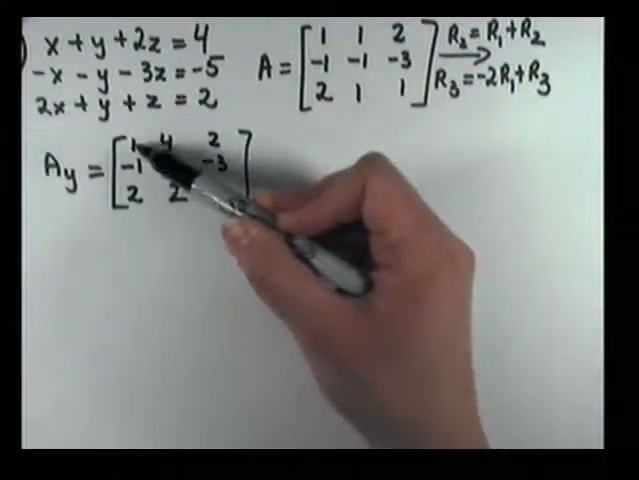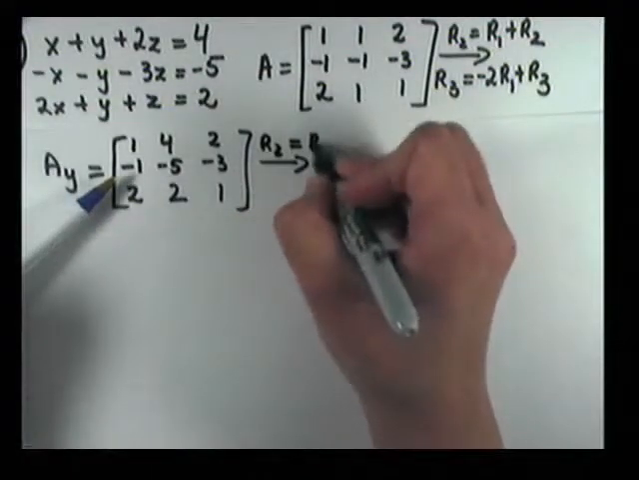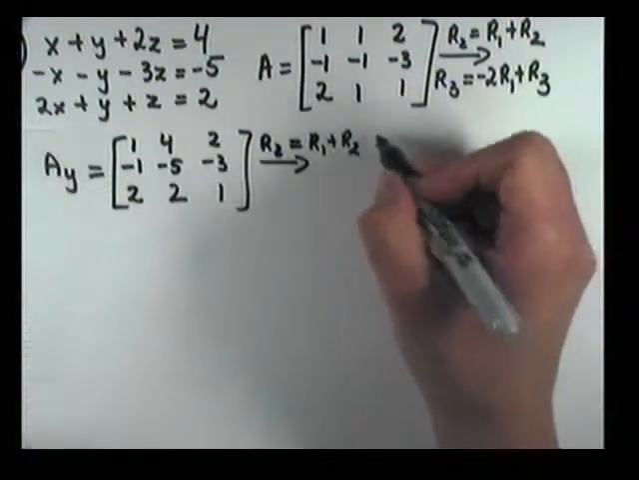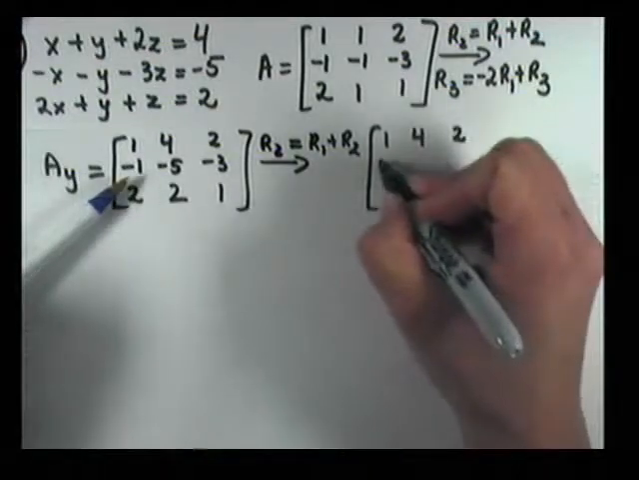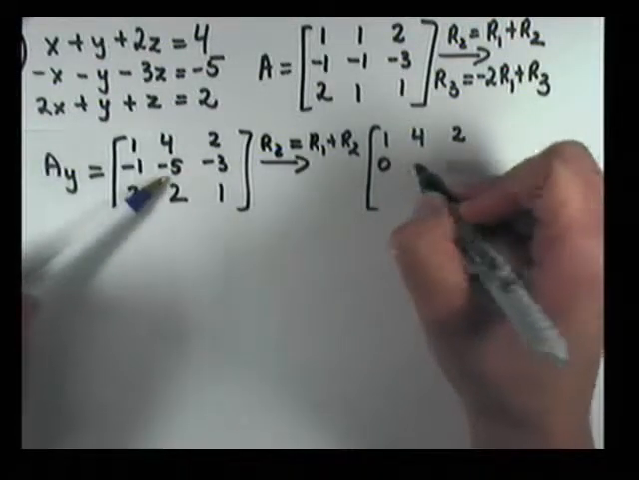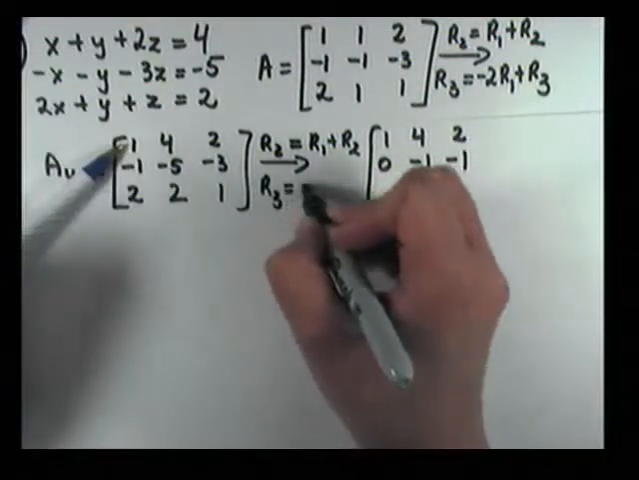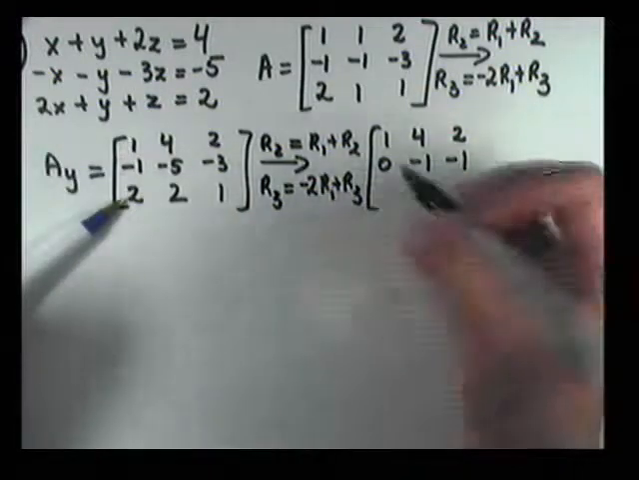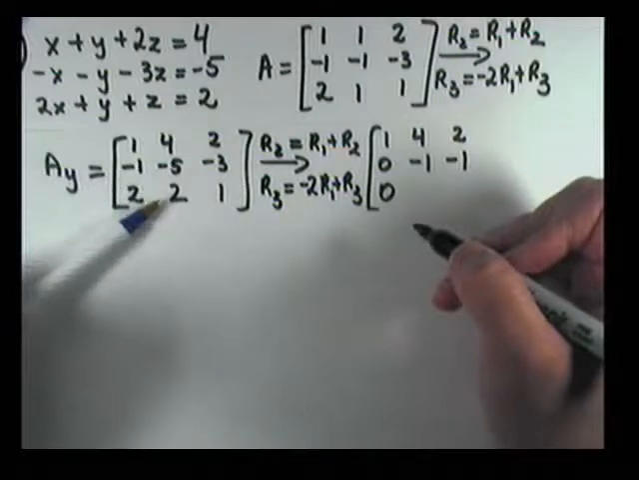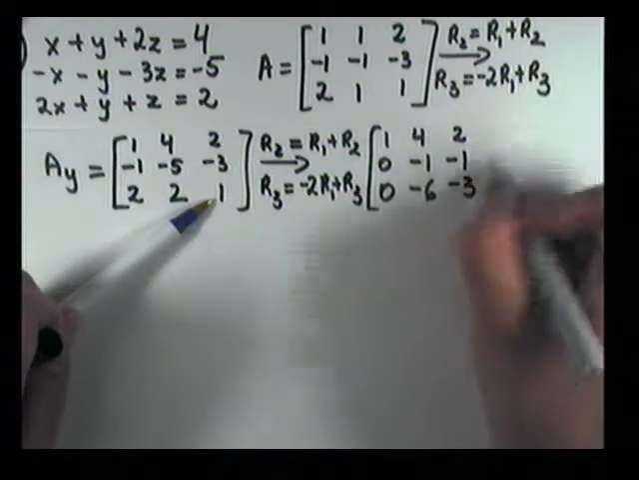So let's make some zeros. Row 2 is equal to row 1 plus row 2. So what we have, first row doesn't change, 4 and 2. Here would be 0. 4 minus 5 is minus 1. And 2 minus 3 is minus 1. And row 3, we can multiply minus 2 row 1 plus row 3. Minus 2 plus 2 is 0. Minus 8 plus 2 is minus 6. Minus 4 plus 1 is minus 3.